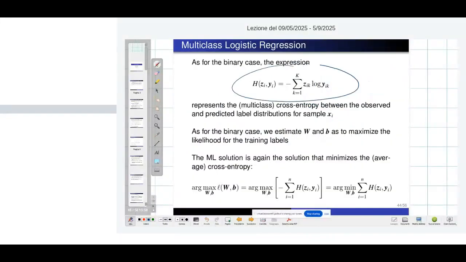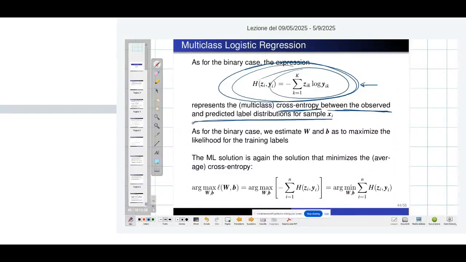Now, as for the binary problem, we can show that this expression corresponds to a cross entropy, so the negative of the log probability corresponds to a cross entropy between the observed and predicted label distributions. So we have that the yk gives us the probability of the class being k according to the recognizer, while zik is the probability that the class is equal to k according to somebody who knows the actual label of the class. This will be 1 only for the correct class of the sample.